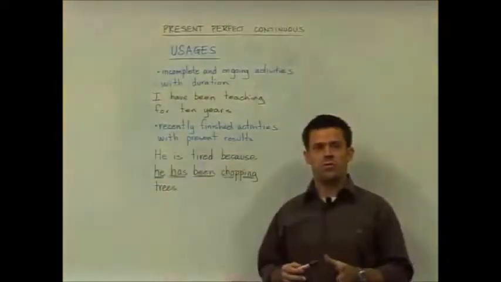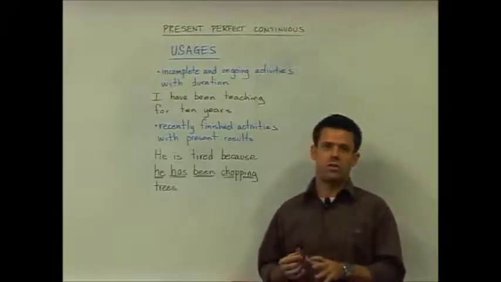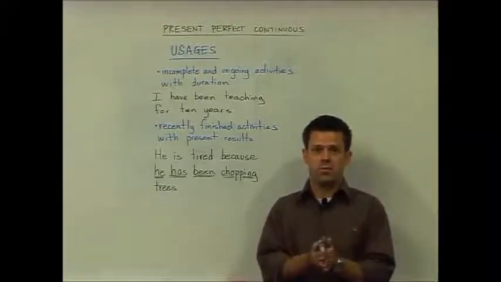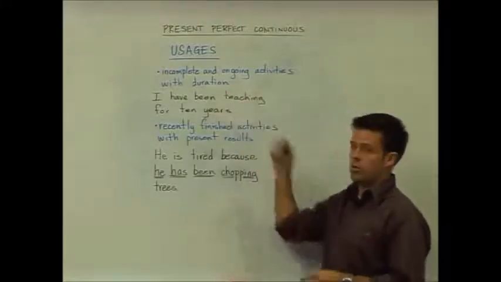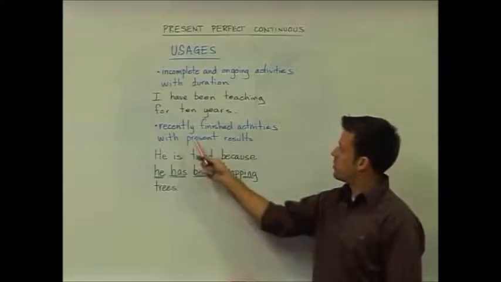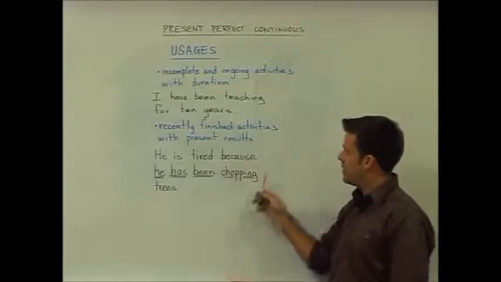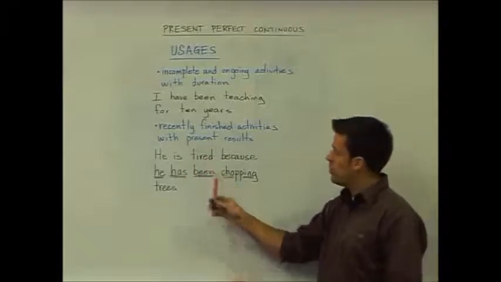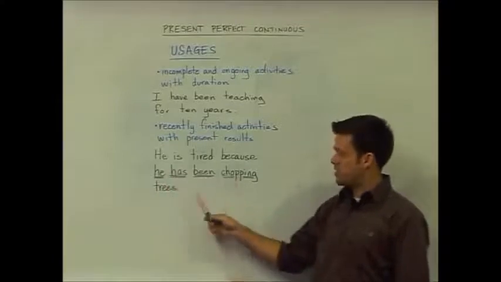The usages for the present perfect continuous tense are very similar to that of the present perfect tense. But here, the focus is on the action and the fact that it has been continuing for some time leading up to the present. Let's have a look. We've got incomplete and ongoing activities with duration. I have been teaching for 10 years. Then we have our recently finished activities with present results. So our recently finished activity is chopping trees, but the present result is he is tired. So it results in a sentence reading, he is tired because he's been chopping trees.